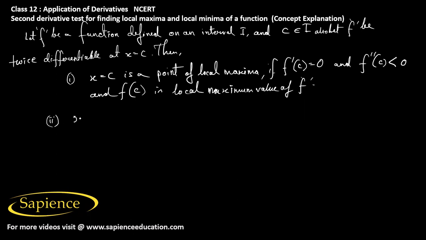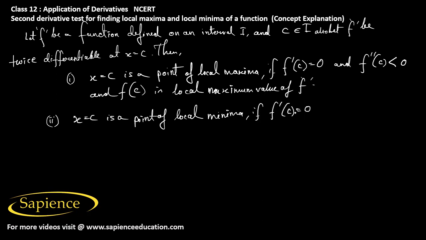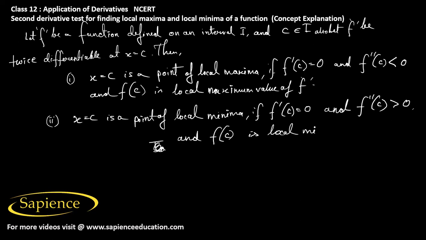And then the second rule is x equal to c is a point of local minima if f dash c is equal to 0, the first derivative of the function at x equal to c is equal to 0, and f double dash c, the second derivative of the function at x equal to c, is greater than 0. And the value of the function at x equal to c is called the local minimum value of the function f.